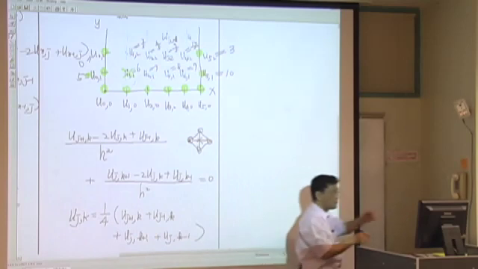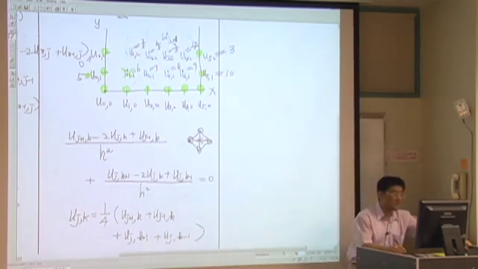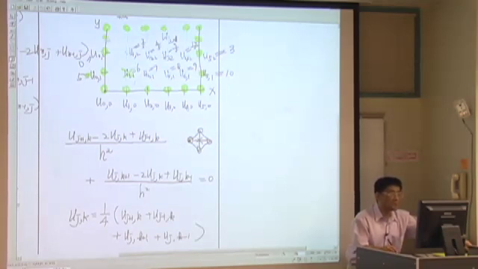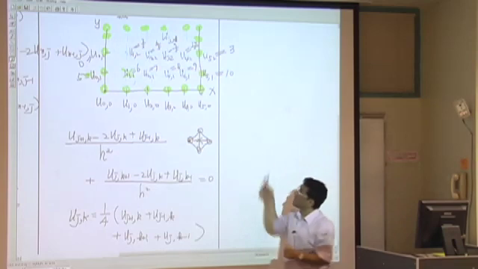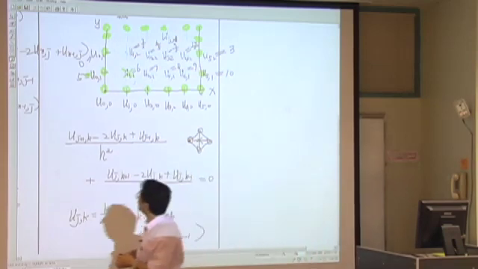Top row, you mean the lid? Everything on the boundary is given. All these things are given by the problem. Yes, all these are given by the problem. Everything surrounding this region is given in the elliptic equation.